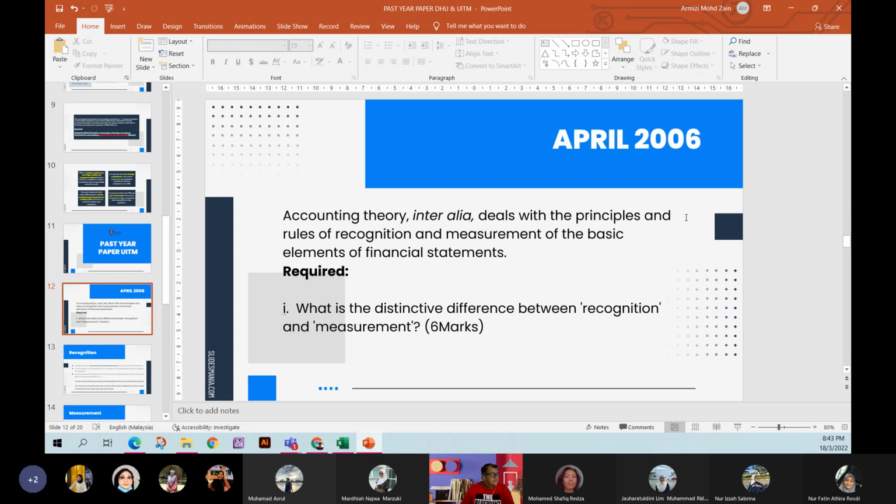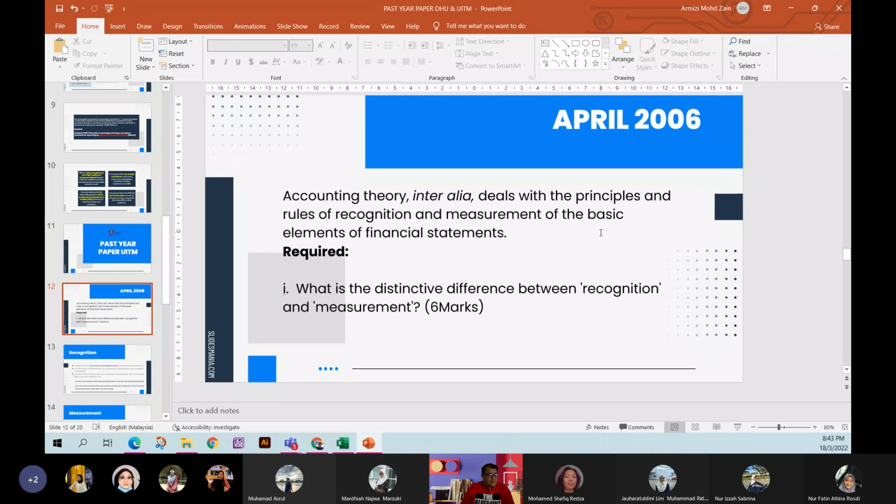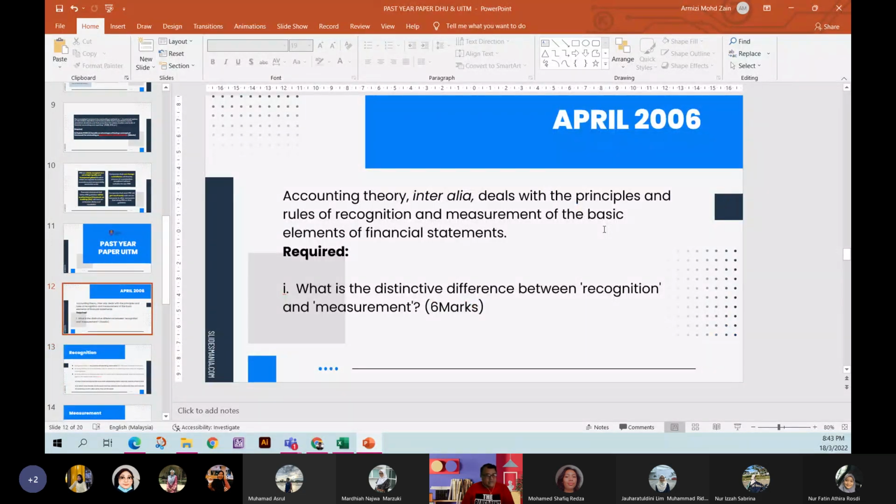Okay, ni pula. Apa beza di antara recognition and measurement? So you kena bezakan. Dalam ni for sure you mesti buat kotak. Kotak you nak compare macam mana? Definition, beza dia recognition and measurement. Confirm for sure you kena ada kotak, you kena ada key point. Point pertama you nak cerita pasal apa? Beza dia macam mana? Point kedua macam mana beza? Point ketiga macam mana beza dia?